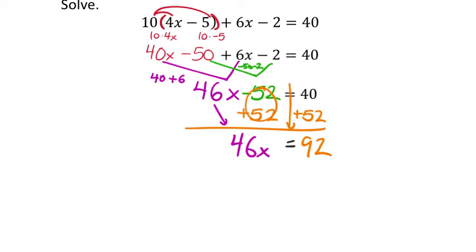Last thing I need is, I don't want 46 x's. The last thing I need is a 1x. So I can make a 46 become a 1. Yeah, no problem. All I've got to do is take it and divide it by itself. So 46 divided by 46 is 1. But I got to do it the right side as well. 92 divided by 46 is 2.